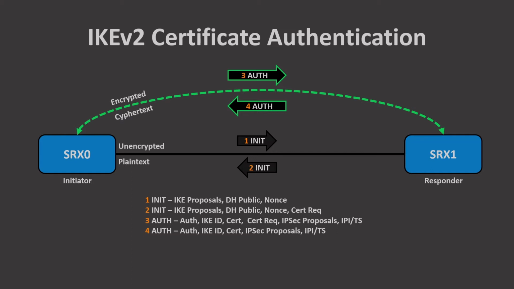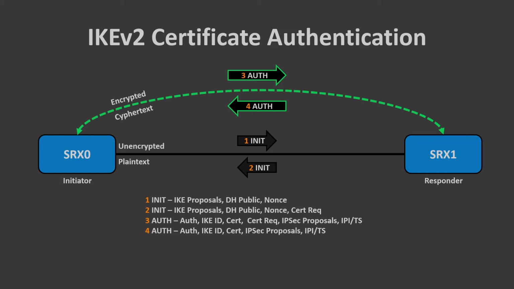So here we have SRX0 and SRX1. In this case, SRX0 is going to be the initiator. He's going to be the first one to get off his init packet. So he sends the init packet unencrypted across, in this case, the internet, and it's going to have the IKE proposals, the public part of his Diffie-Hellman, and the one-time use random number called the nonce.